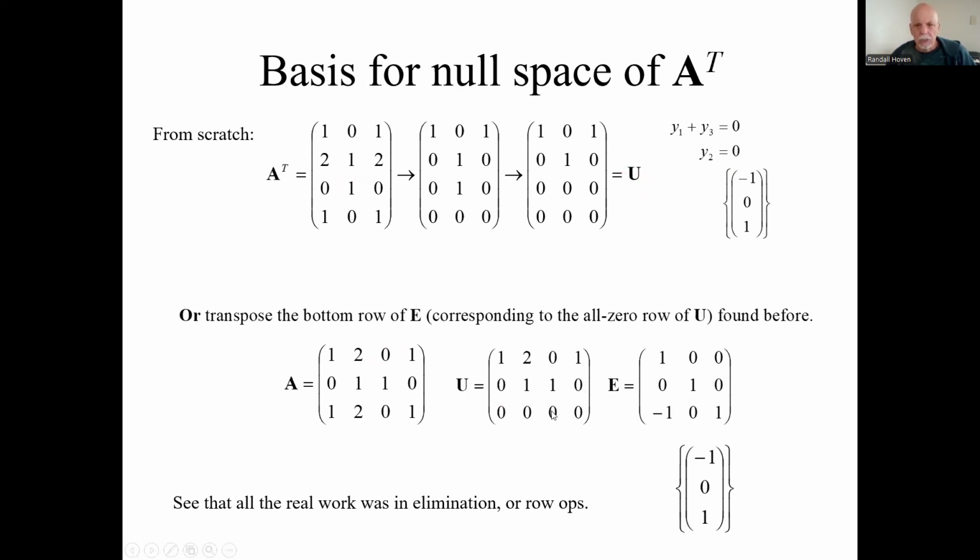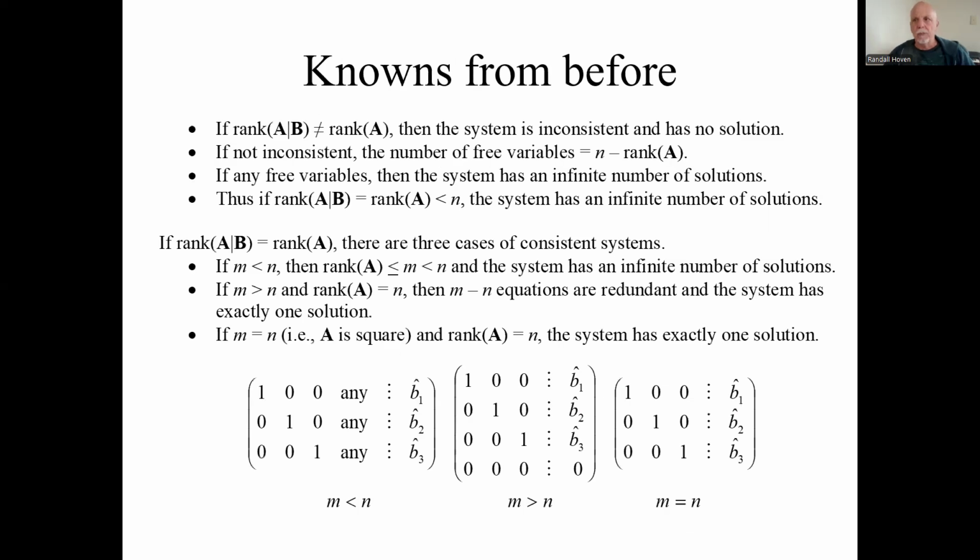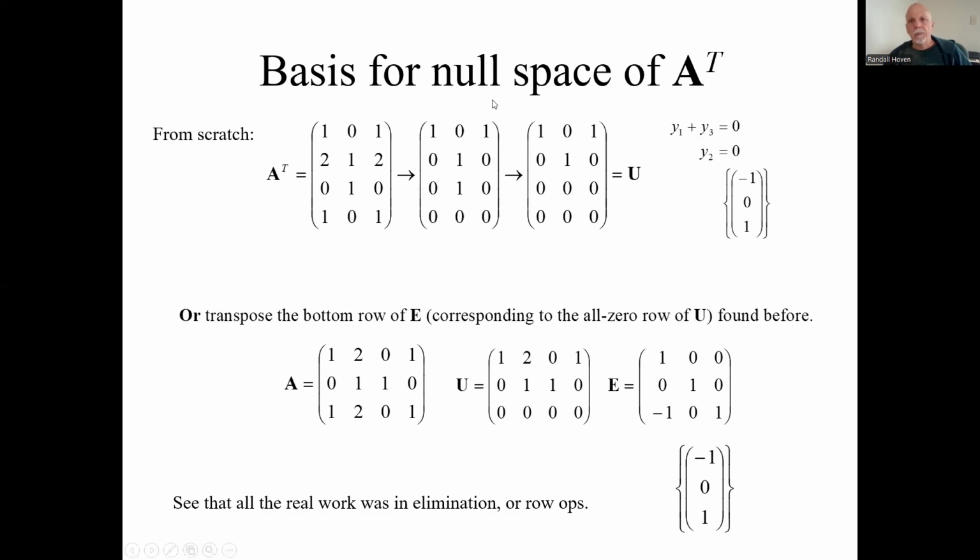Here's U. It's got a row of all zeros, just one. The corresponding row of E is minus 1, 0, 1. So its dimension is just 1. We already calculated that. I only need the one vector. And it's just the transpose of this row of E that corresponds to the all-zero row of U. There's the complete example, all four spaces. And we stop it there.